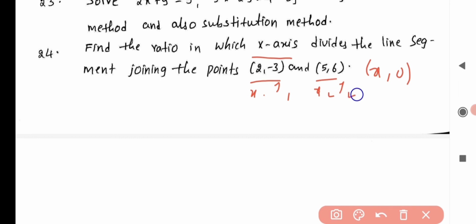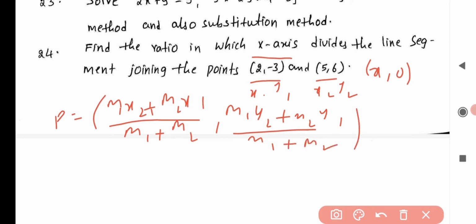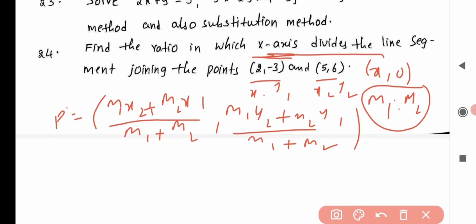So we know the section formula. What is that section formula? P equals (m1 x2 + m2 x1) by (m1 + m2), (m1 y2 + m2 y1) by (m1 + m2). You find out this m1, m2 only. So the ratio means m1 is to m2; you find these m1, m2 values. P means here the x-axis, the point (x, 0).